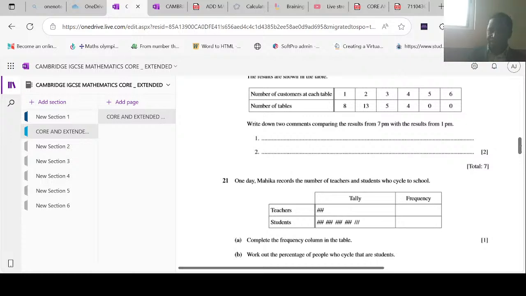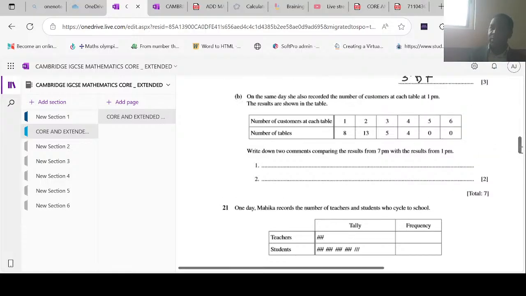So now let's apply what we've learned to this question. Write down 2 comments comparing the result from 7 p.m. with the result from 1 p.m. So let's take a look at this. Remember, you have to be careful because both of them are using the same quantity, like number. Normally number is used for frequency, right? But this one is using number of tables and number of customers. So you have to know which number is referring to the score and which number is referring to the frequency.